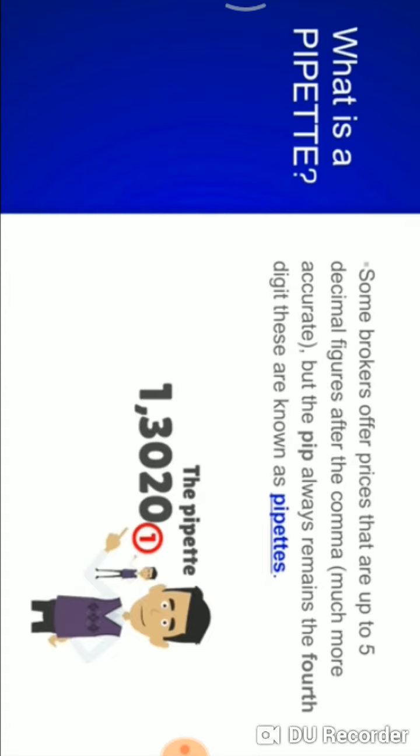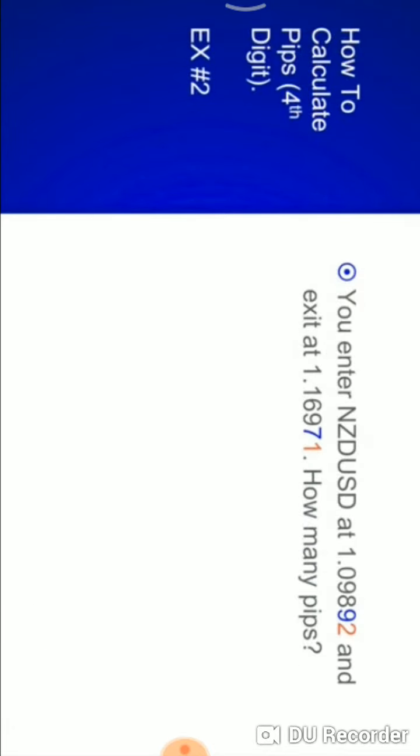It dawned on me that you actually care about the 4th decimal place, you know? So now here's our second example. You enter New Zealand dollar at 1.09892 and exit at 1.16971. How many pips?